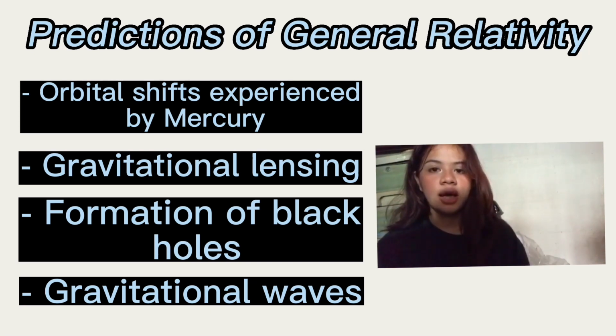Gravitational waves. Einstein predicted that violent events such as the collision of two black holes create ripples in space-time known as gravitational waves. In 2016, the Laser Interferometer Gravitational-Wave Observatory announced that it had detected such a signal for the first time.